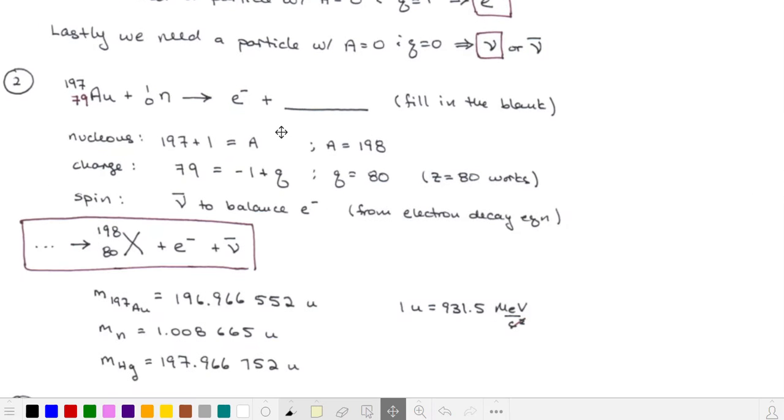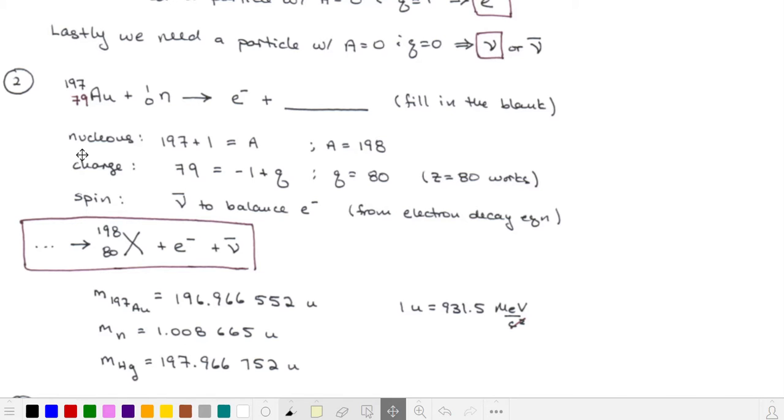On the second problem, we are using neutron irradiation of gold to get electrons out. Okay, so nucleons on the left, I just wrote in the 79 because I looked up the atomic number for gold. So total number of nucleons, 197 plus 1 from the neutron on the left. That means that the total number of nucleons on the right, whatever's in the blank here, has to be equal to 198. I don't get any nucleons from the electron.